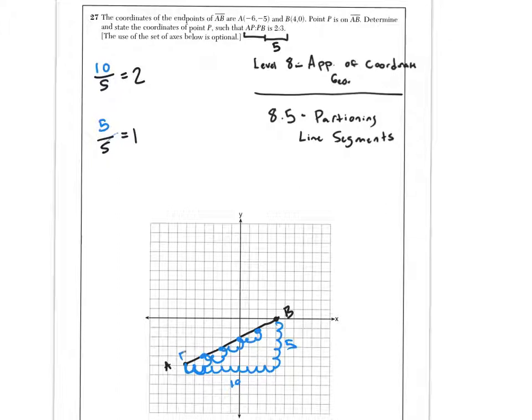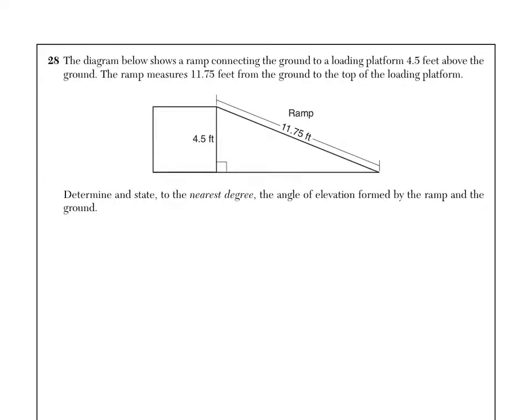So if we count 2 parts, which is right here, that's 2 parts, that's 3 parts. So my point is right here. And so point P would be at (-2, -3). Done and done. Okay, next one.